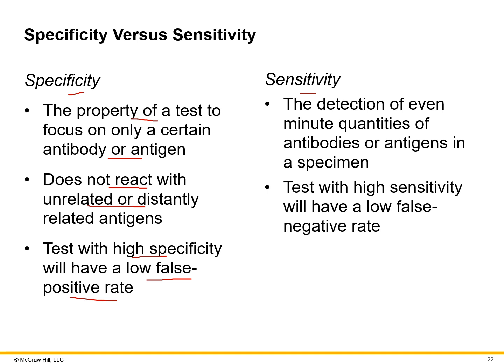Then sensitivity is kind of looking at those false negatives. So this is the detection of even minute quantities. So even if there are only a few antibodies or antigens, it would still produce a positive reaction. So if it's highly sensitive, then there's a low chance of a false negative. So again, if somebody has just kind of started an infection and they don't have very many antibodies yet, if your test isn't very sensitive, it'll look like a false negative, like they don't have any antibodies. But in fact, your test just wasn't sensitive enough to pick them up.